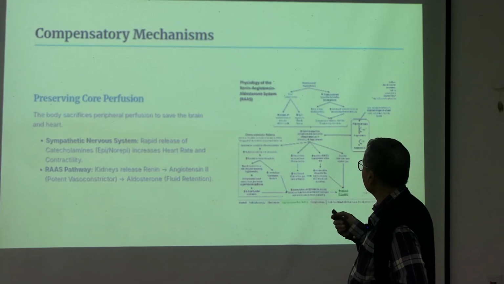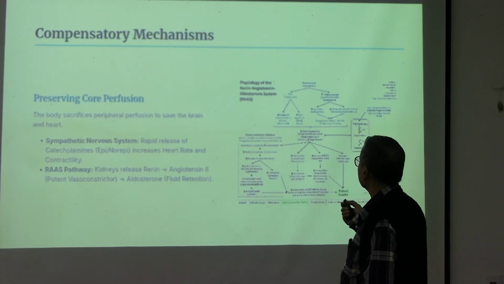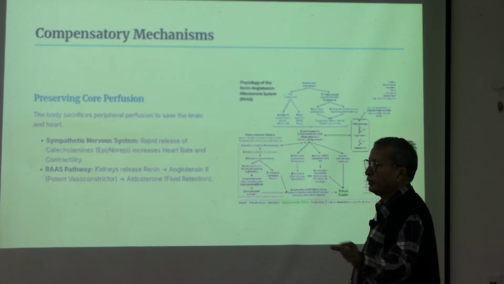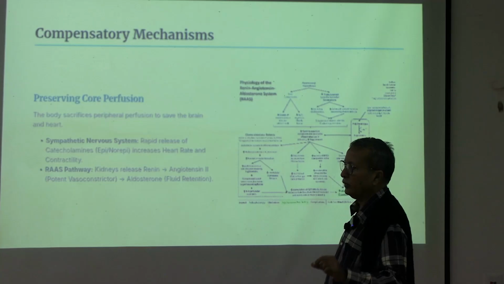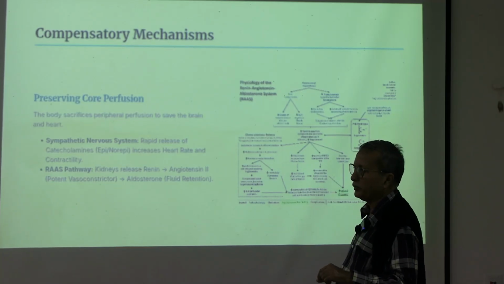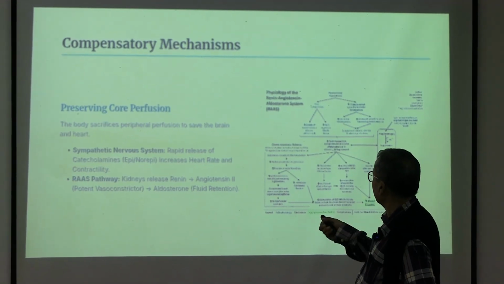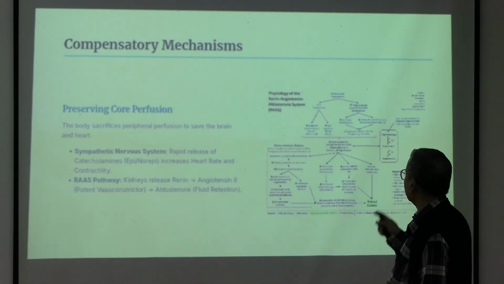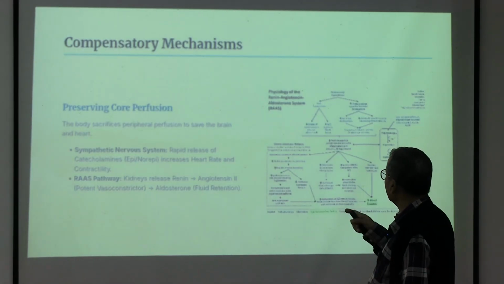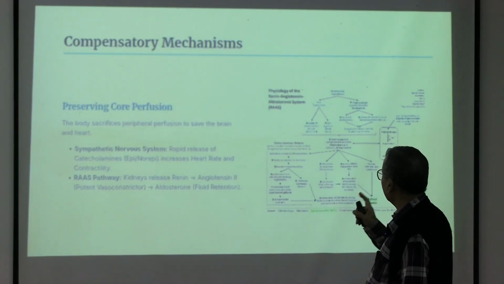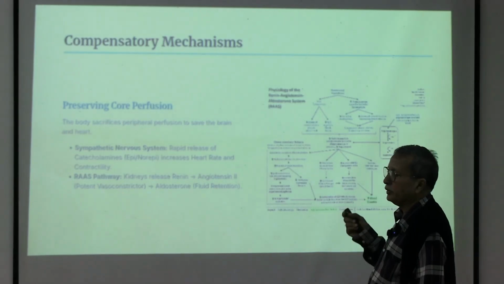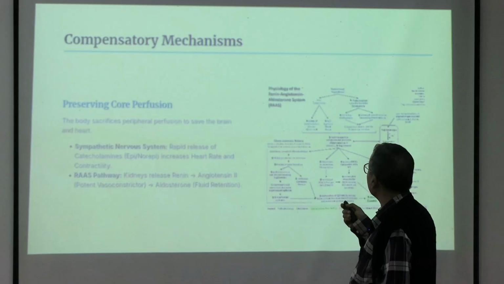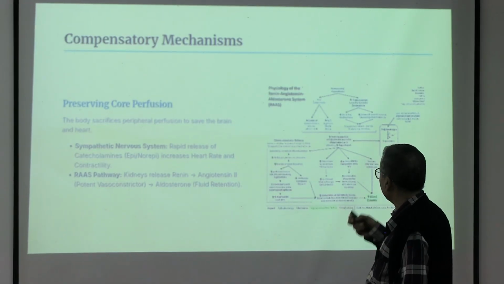So how does it occur? Sympathetic nervous system: rapid release of the catecholamines. Catecholamines mean the hormones which are secreted by the sympathetic nerve. One is norepinephrine and another is epinephrine. Another is the RAAS pathway. Kidney releases renin, and renin converts angiotensinogen into angiotensin 1, and along with that, aldosterone. Aldosterone absorbs and retains sodium. So in this way the compensatory mechanism works.